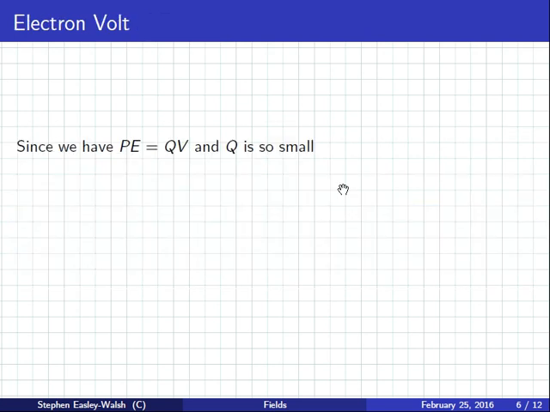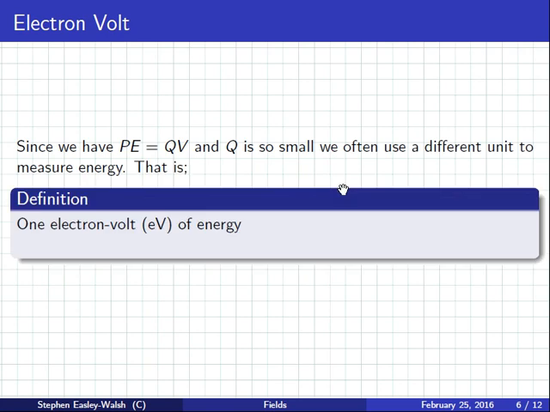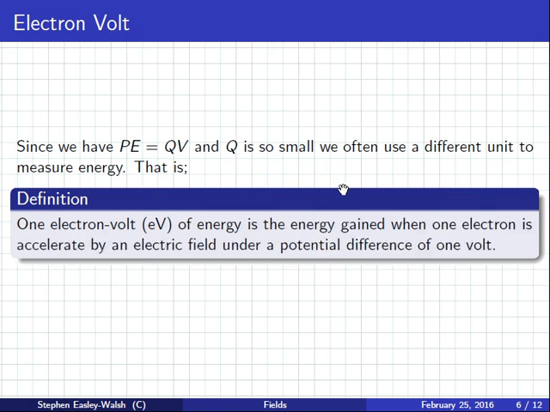Okay. Now, since potential energy equals QV, Q is small. The unit of joules is not really so suitable because it's such a small unit charge. It's usually like 10 to the minus 19, 20, something like this. So we often use a different unit that still measures energy called the electron volt. So 1 electron volt of energy is the energy gained when 1 electron is accelerated by an electric field through a potential difference of 1 volt.